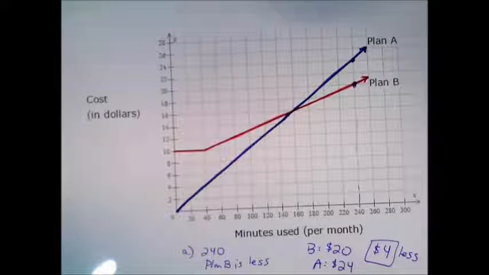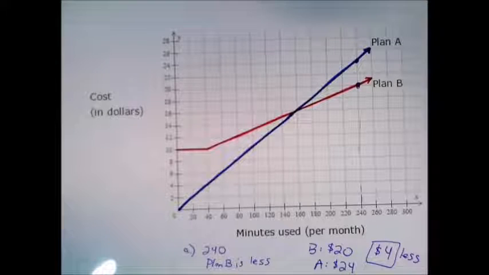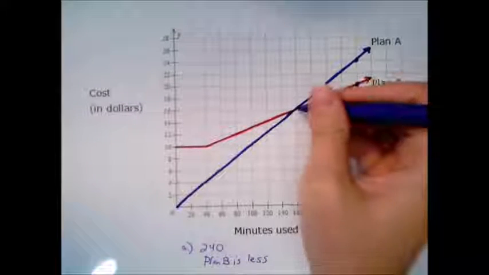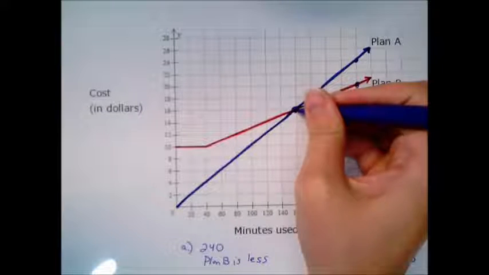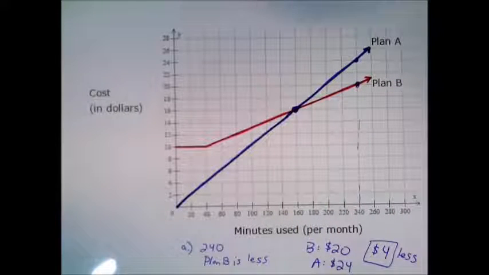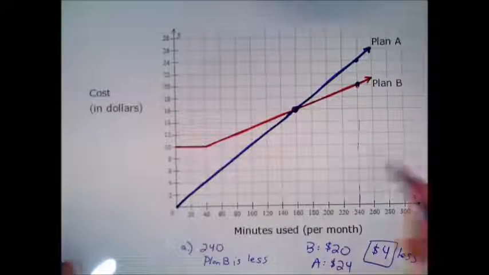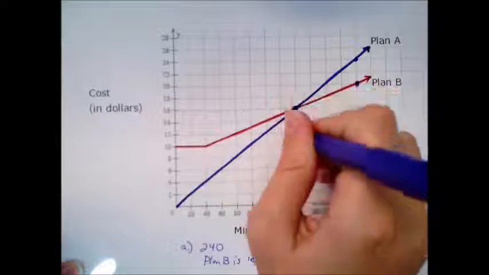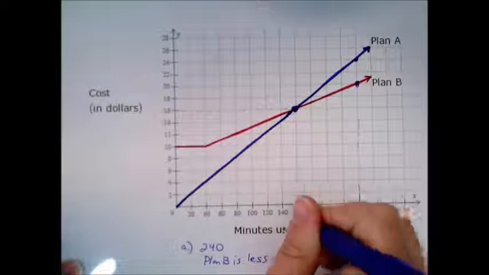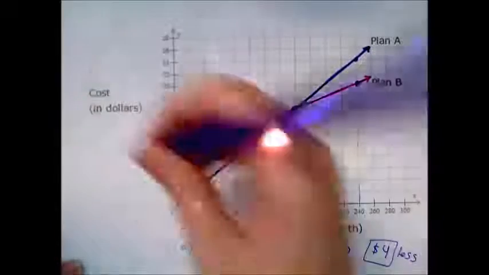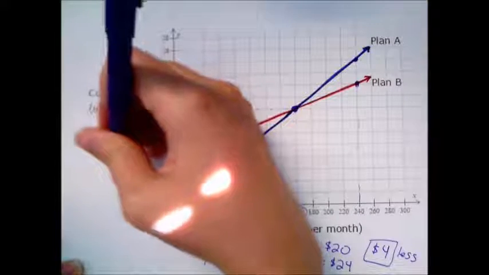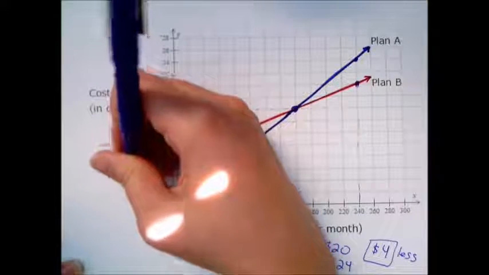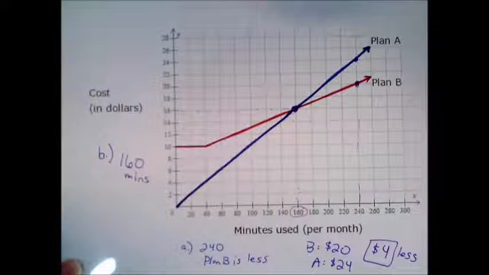Okay, then for part B, they say, for what number of long distance minutes do the two plans cost the same? Well, we can see the place where they have the same cost, this one point where they cross. And so for what number of minutes? So here when they cost the same, they both cost 16, but they want to know how many minutes does that correspond to. So it looks like 160. So for part B, they cost the same if you talk 160 minutes.